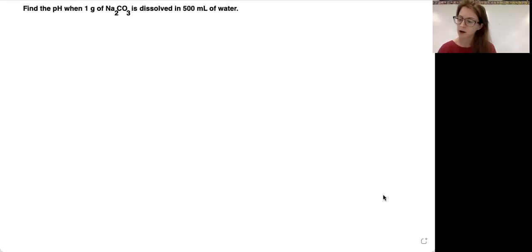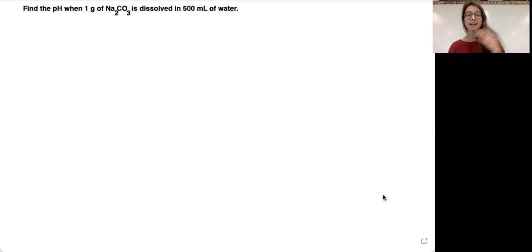Okay, when I look at this problem, the first thing I notice is that I have Na2CO3. That's not a strong acid. That's not a strong base. It's not on the list I memorized. It doesn't strike me as something that would be a weak acid. It doesn't start with H or end with COOH. It's not on my weak acid or my weak base chart. So it's probably not a weak acid or a weak base.